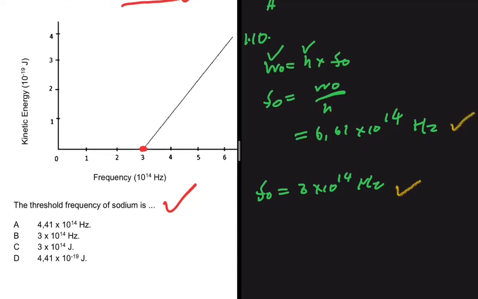If you look at our options, we have 3 times 10 to the power 14 hertz as option B, right? Option C is in joules, so it cannot be correct. And option D is also in joules, so it cannot be correct. And then option A is also not correct, because our answer when we use the work function is 6.61 times 10 to the power 14 and not 4.41. Unless I'm missing something.